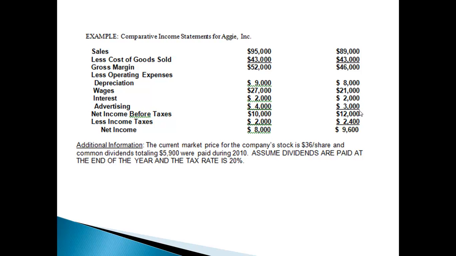It says the current market price for the company's stock is $36 per share, and common dividends totaling $5,900 were paid during 2010. Assumed dividends are paid at the end of the year and the tax rate is 20%. All right, so reference those as needed as we cover the various topics in this chapter.